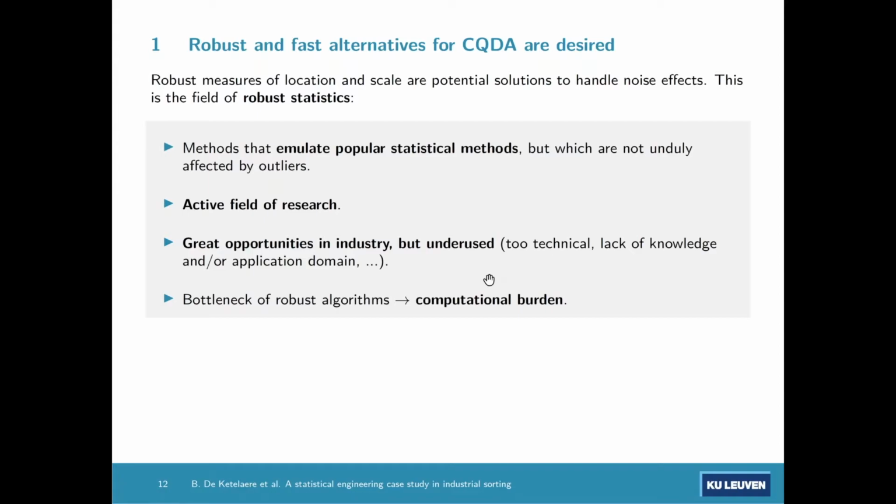And to have a robust version of it, you start with using robust statistics. It's widely known, I think. It's a class of methods that emulate popular statistical methods, but which are not unduly affected by outliers present in the data set. It's quite an active field of research. I think it holds great promise and great opportunities in industry, but at the moment, I still see that it's kind of underused. And probably one of the main reasons it's underused in modern industry is that it comes with quite a lot of computational burden, as I will show later. So it's robust, but it takes a lot of time to calculate the robust versions of the classical parameters you want to have. So that's something that needs to be resolved.